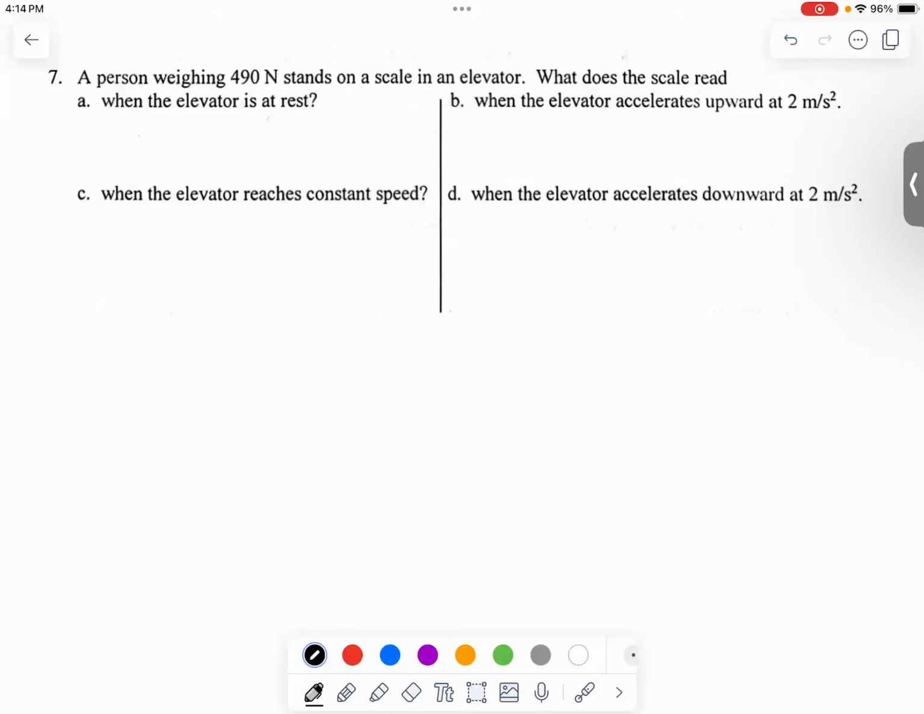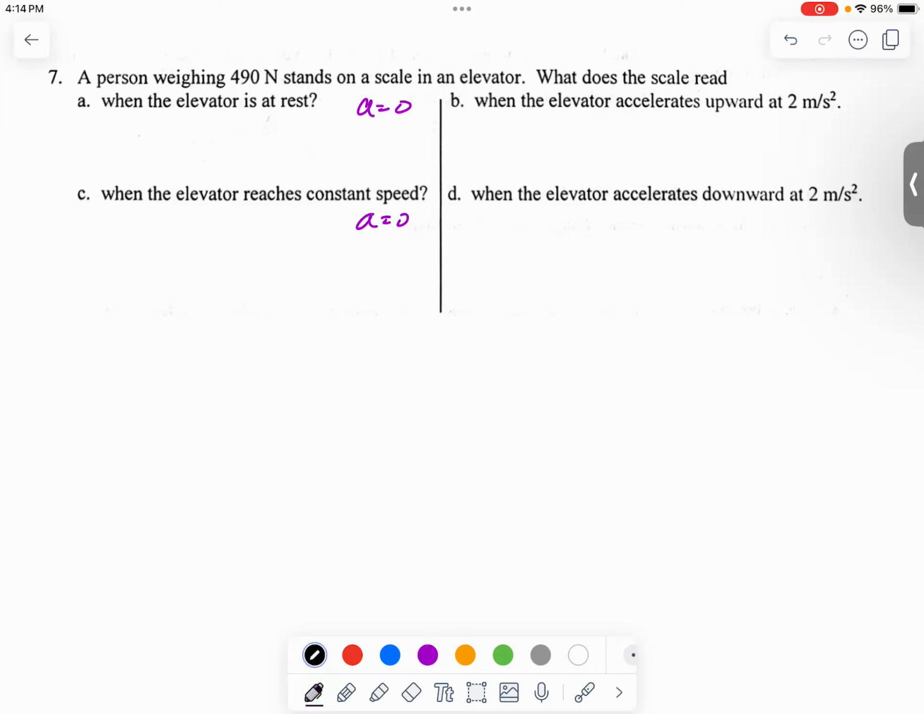All right, for number 7. Now, part A and part C, they are pretty much the same question. Why are they the same question? Acceleration, yeah, very good. Acceleration would be 0 for both cases.